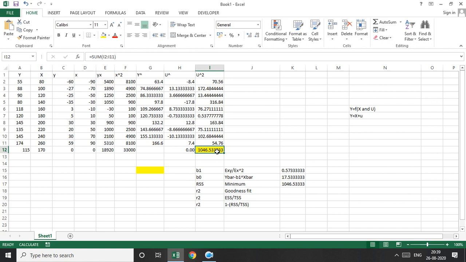Then what is this ESS? ESS means estimated sum of squares. That means it is sigma of y cap minus y bar, squared.